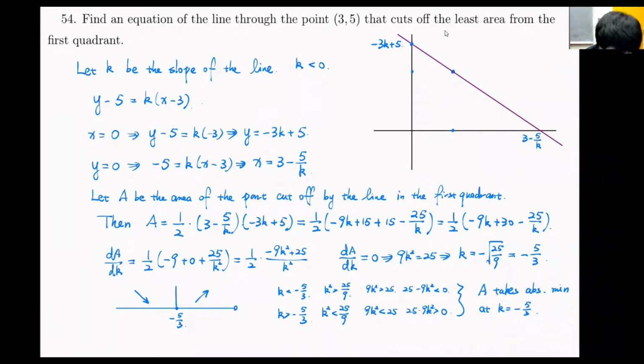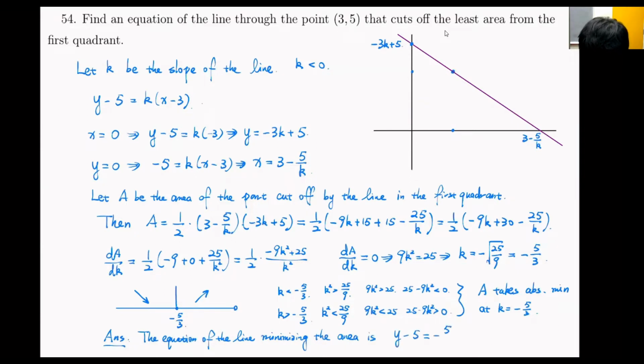Okay, let's see what we are looking for. We are not looking for the area, we are not looking for the k, we are looking for the equation of the line. So when you formulate your answer, please make sure you answer the correct question. The answer to this question, the equation of the line minimizing the area, is y minus 5 equals minus 5 over 3 times x minus 3.